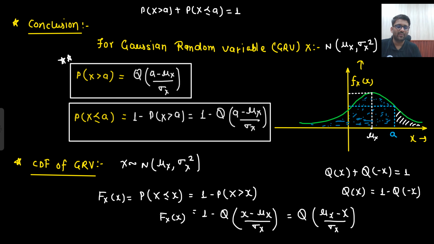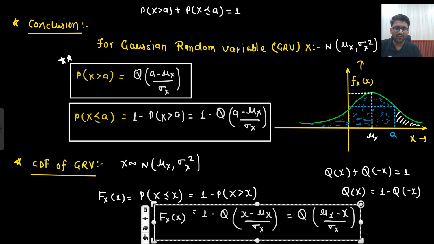So one of these things could be mentioned in the options. Either this expression can be mentioned, or this expression can also be mentioned. So you need to remember this particular property, that Q of x plus Q of minus x is equal to 1. So from here you can write it down in this manner. Is that okay for you or not? Well and good, very simple. The only thing you need to remember is that the probability of random variable x taking value greater than or equal to a would be Q of (a minus mu x) divided by sigma x.